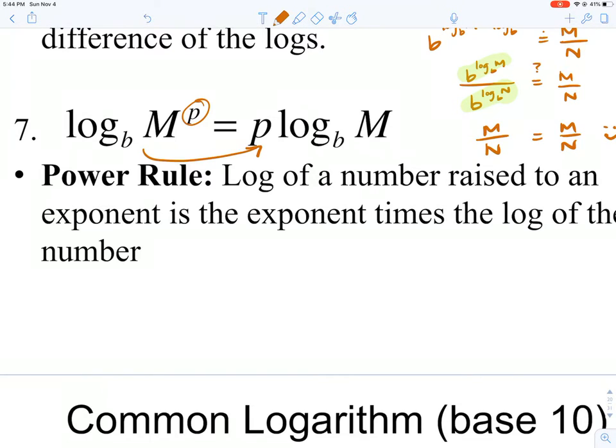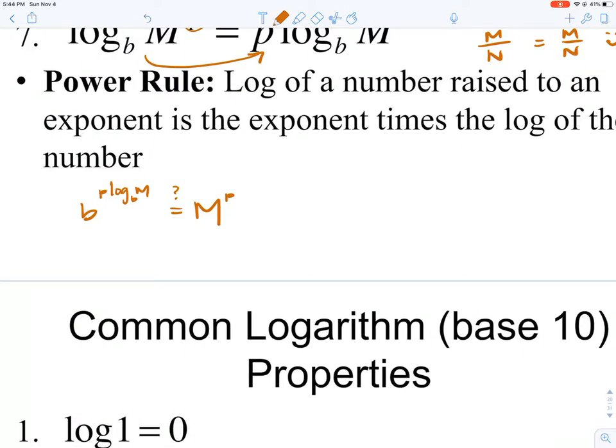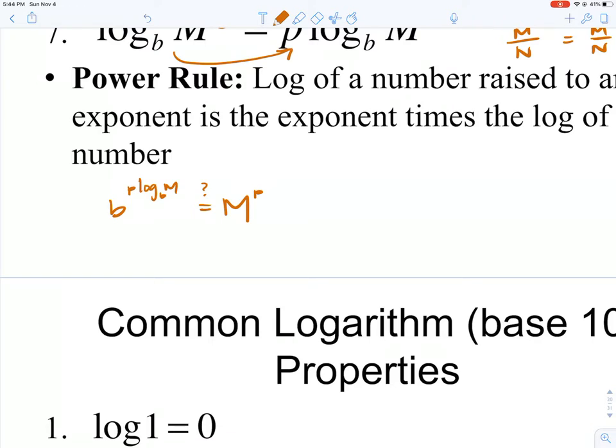So b to the p times log base b of m is equal to m to the p power. And I'm going to prove that to you. Okay. So I'm going to rewrite this, again, exponent properties, as b to the log base b of m raised to the p power. Okay. Well, inside here, again, by that property number 4, that's just m. So we get m to the p equals m to the p.